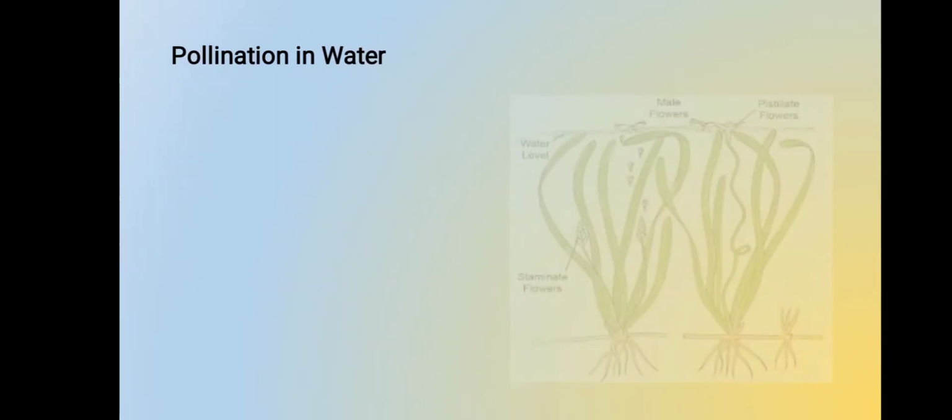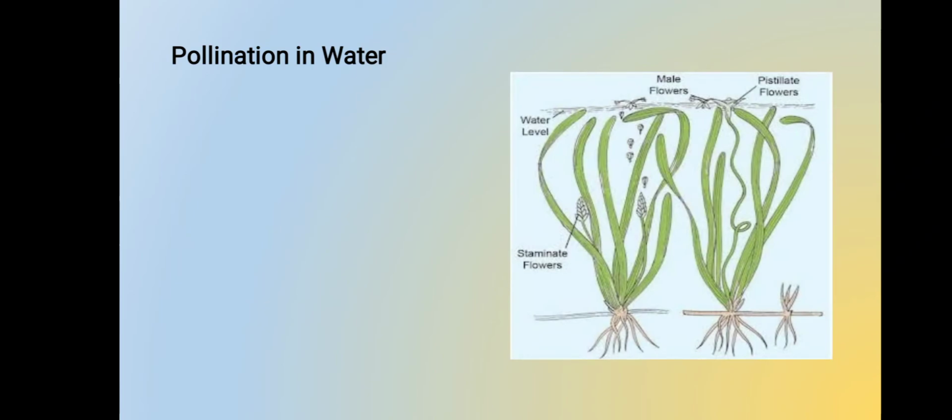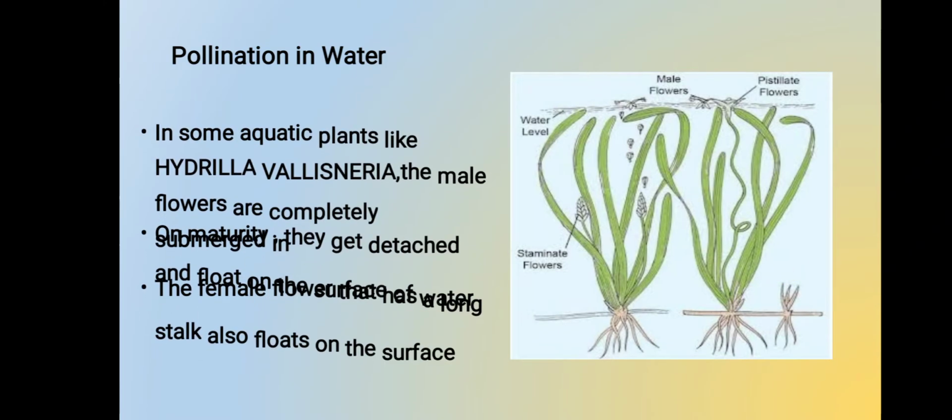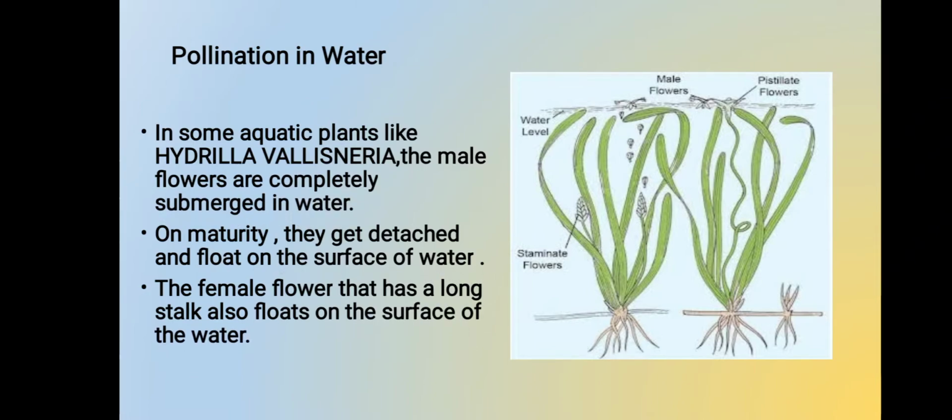Now today we'll be learning about pollination in water. In some aquatic plants like Hydrilla and Vallisneria, the male flowers are completely submerged in water. On attaining maturity, they get detached and float on the surface of the water.